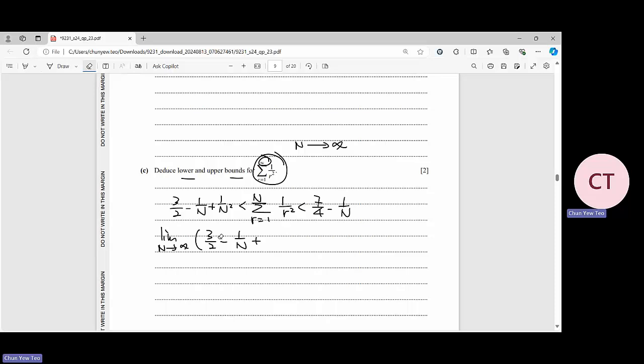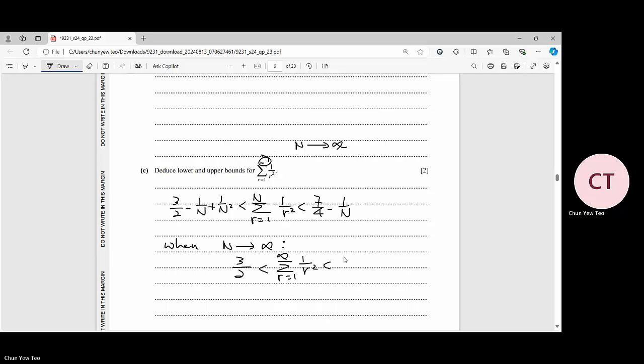Okay, I think there is no need to be so troublesome because the question gives you 2 marks only. We don't need to show so many things over here. We just need to mention that when n is approaching infinity, you will get 3 over 2. This one is infinity, 1 over n squared, and 7 over 4. Just like that. Done. This will be the answer for question number 4C.